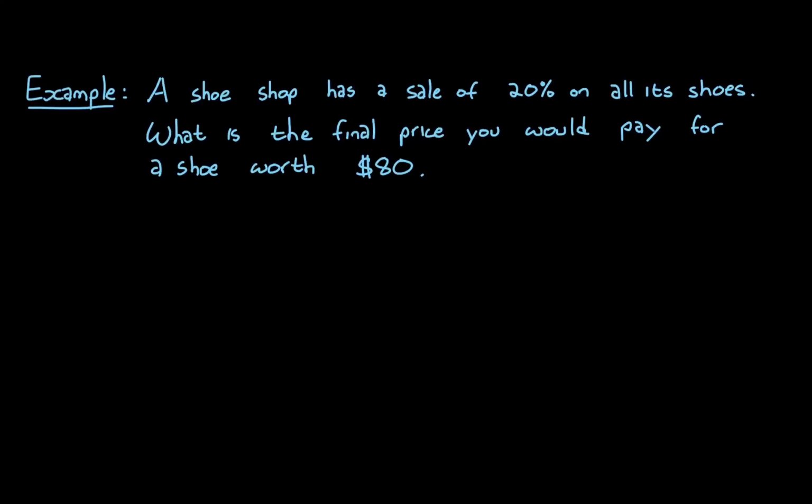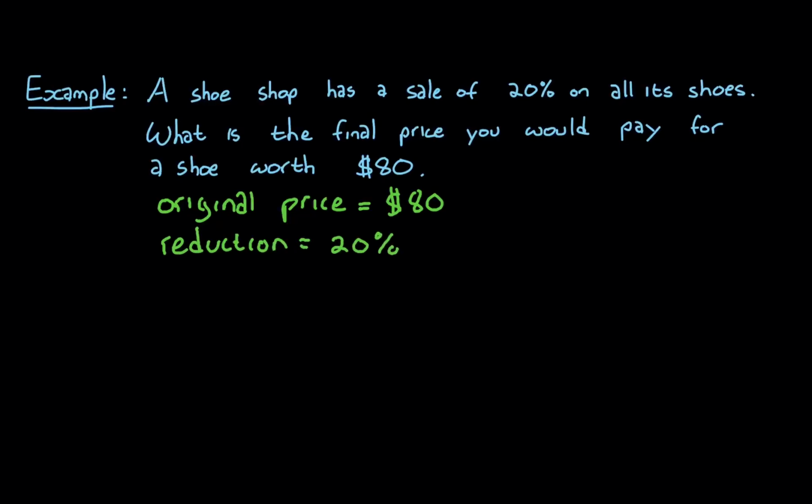Basically what you're given here is that the original price of the shoe is $80, and its reduction or discount is 20%. So what is the final price you're going to pay? All right, now let's find 20%, which is 20 over 100, times 80, the original price.